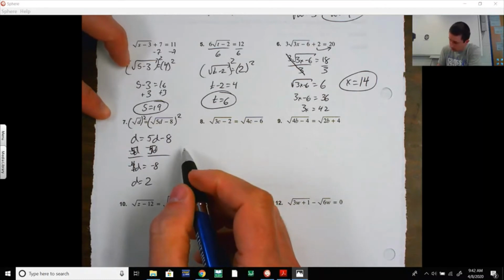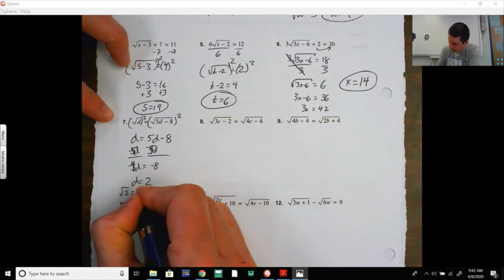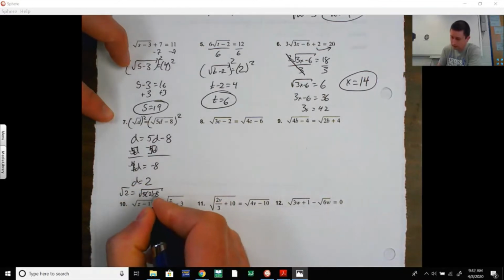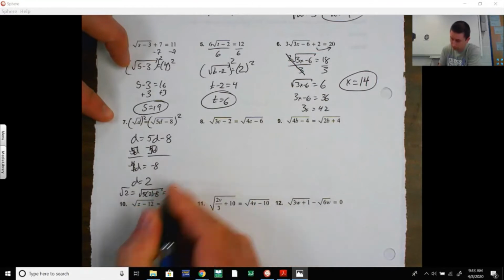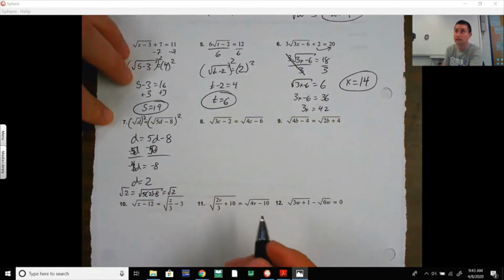So check that. Square root of 2. Does the square root of 2 equal the square root of 5 times 2 minus 8? Well, 5 times 2 is 10. 10 minus 8 equals root 2. So yes, you get the square root of 2 on both sides. That's a decimal, but at least it's the same on both sides.